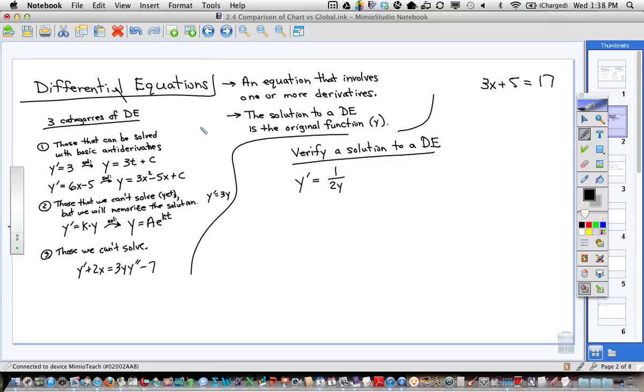All right? So the question is going to be, is y equals the square root of x plus c a solution? That's the question. Remember, a solution to the differential equation is the original function y. So is that function y equals that a solution to that?